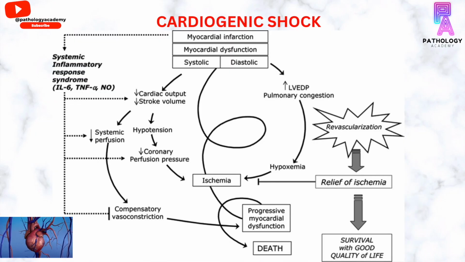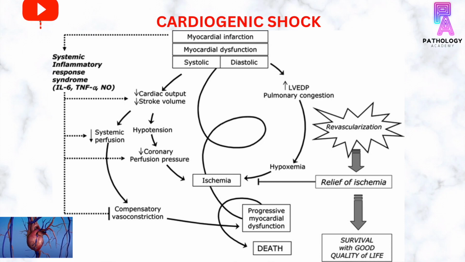Pathophysiology of cardiogenic shock. Cardiogenic shock can occur because of myocardial infarction or myocardial dysfunction. There could be systolic dysfunction or diastolic dysfunction. In systolic dysfunction, there is a problem with the contractility of the heart, because of which the stroke volume is reduced and the cardiac output is reduced. This would lead to a decrease in the blood pressure, and the coronary perfusion pressure is decreased, which will cause ischemia and progressive myocardial dysfunction, which may ultimately lead to death.